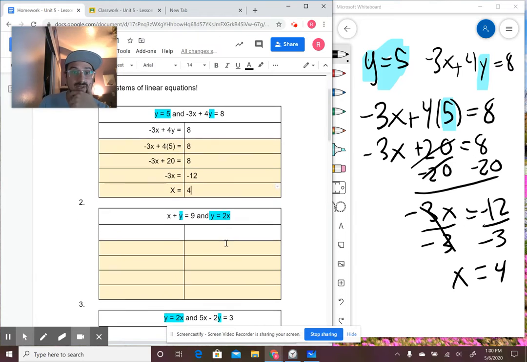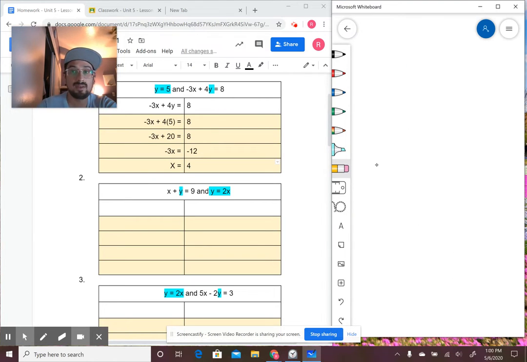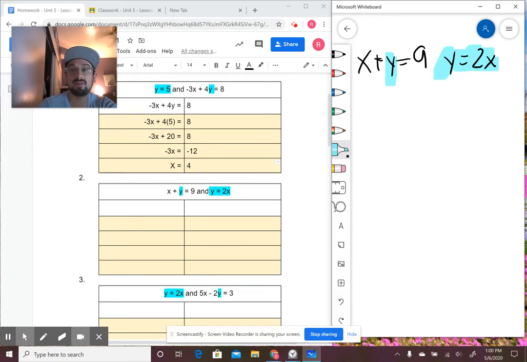So now we're going down here. Going to clear the canvas. And now we're going to have the next one, x plus y is equal to 9, y is equal to 2x. And this is highlighted because we're going to substitute right there, because that one says y equals 2x.